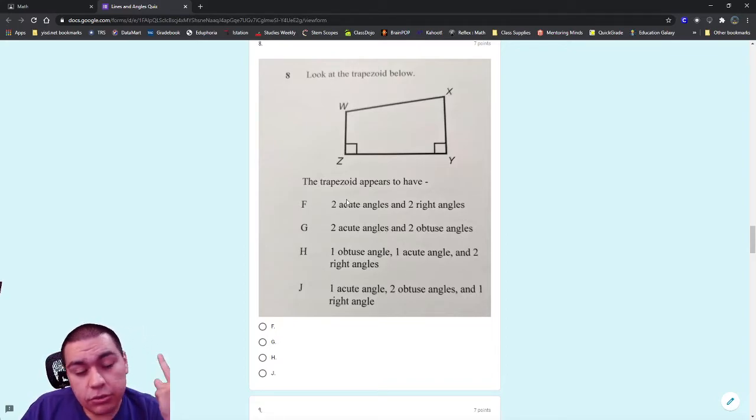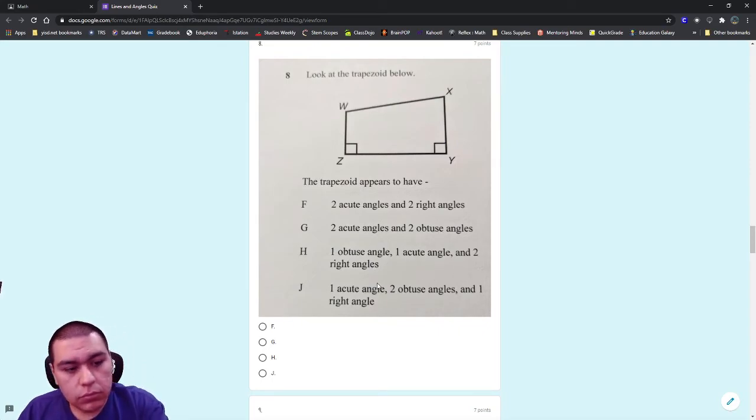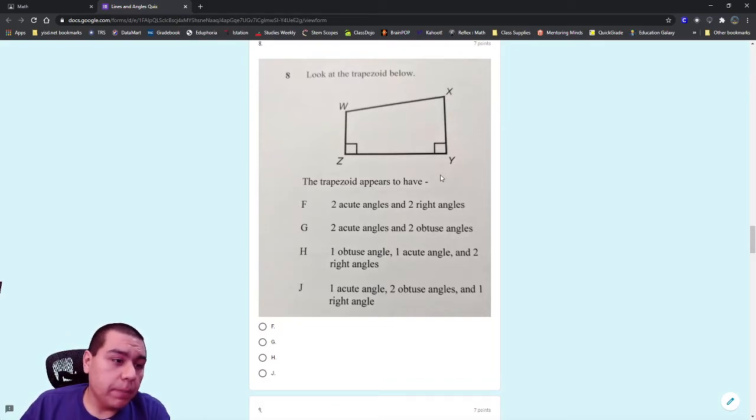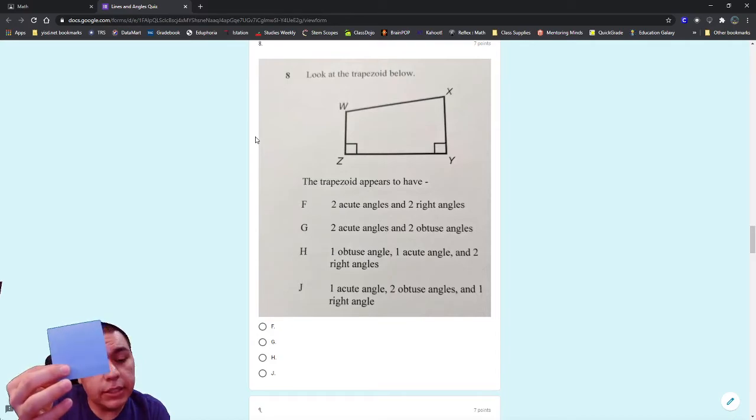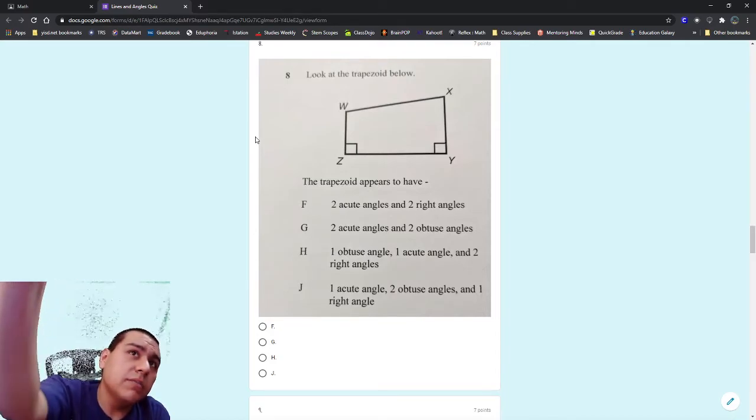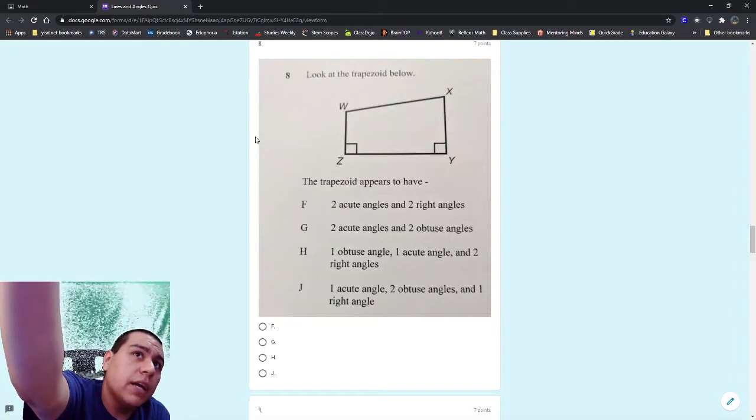Answer choice F says there's 2 acute angles and 2 right angles. Answer choice H says there's 1 obtuse, 1 acute, and 2 right. So all I need to do is check, and if I find an obtuse angle, I know it's H. If I don't find an obtuse angle, then I know it's F. So I'm going to kind of go in alphabetical order here. I'm going to start with W. I'm going to take my sticky note. I take the vertex of my sticky note, put it in the vertex of that angle, angle W.